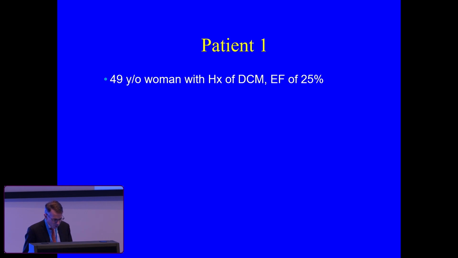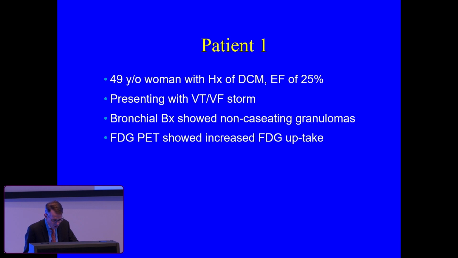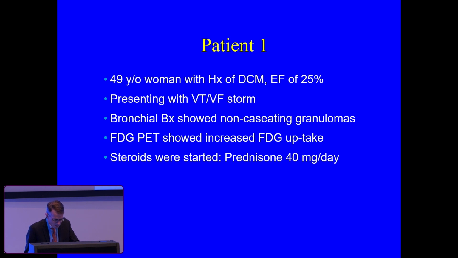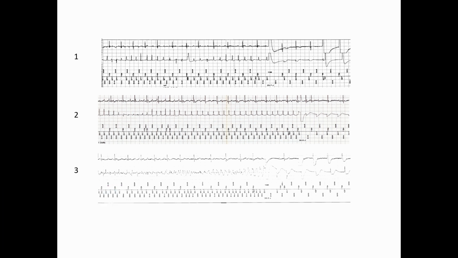This is an example of a patient like this, 49-year-old woman, history of, at that point, dilated cardiomyopathy, ejection fraction of 25%, presenting with VT-VF storm. Bronchial biopsy showed non-caseating granulomas, and FDG PET showed increased FDG uptake. Steroids were started, prednisone 40 milligrams a day. These were examples of her arrhythmic events.